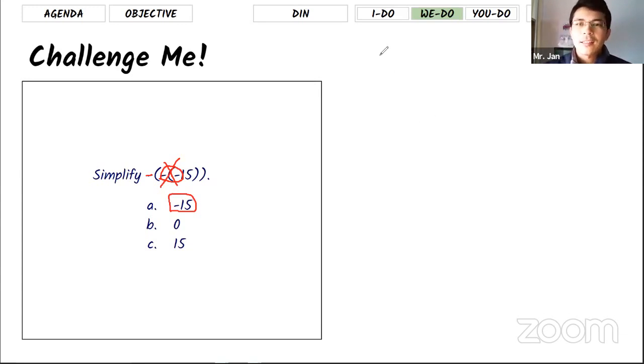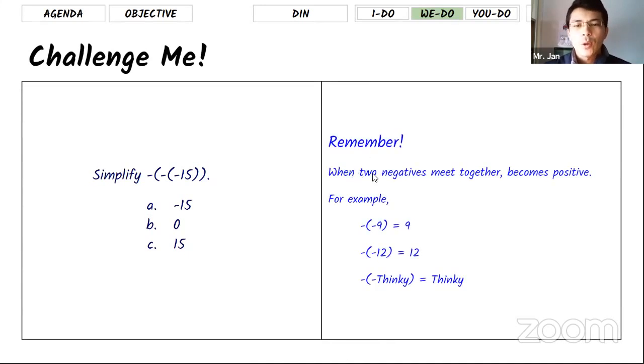That's great. And so here is the conclusion about seeing multiple negatives in front of the number. Remember, when 2 negatives meet together, it becomes positive. For example, in front of -9, there are 2 negative signs, outside of parentheses, so they become 9. In front of negative 12, if you see another negative, 2 negatives become positive, so it becomes 12. So if your name is Thinky and in front of your name you have a negative sign, and outside of parentheses you have another negative sign, those 2 negative signs cancel each other and your name becomes just itself, Thinky. Okay, so let's move on.